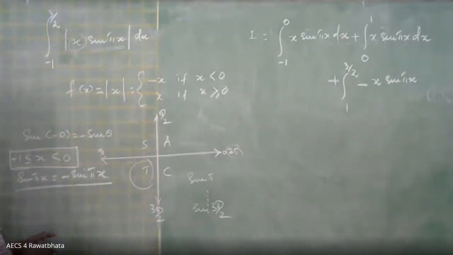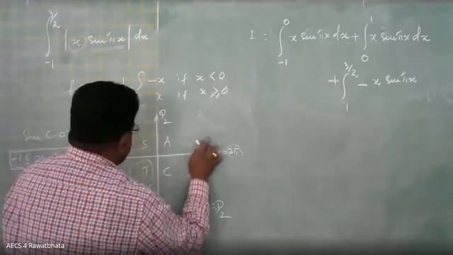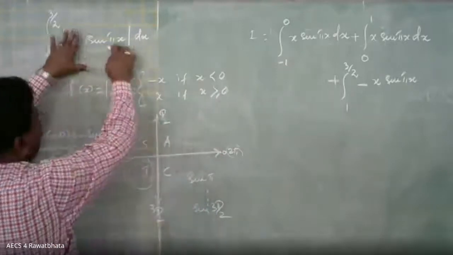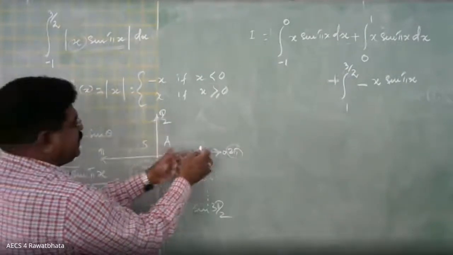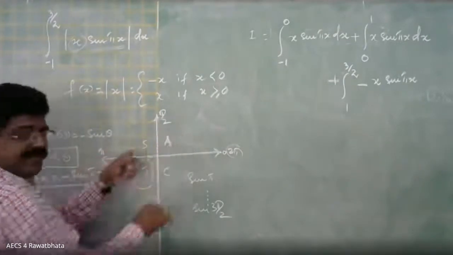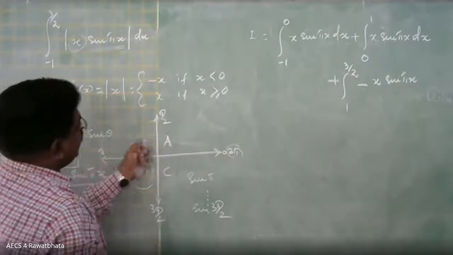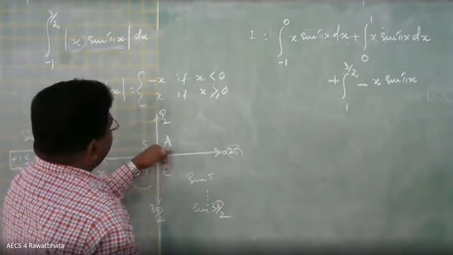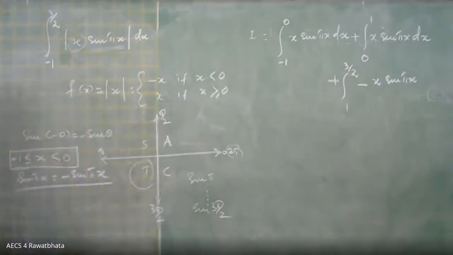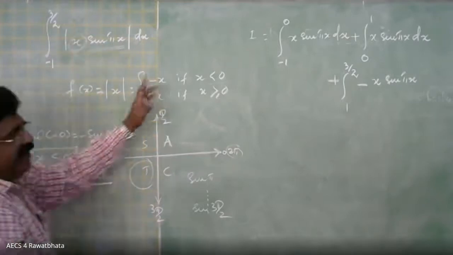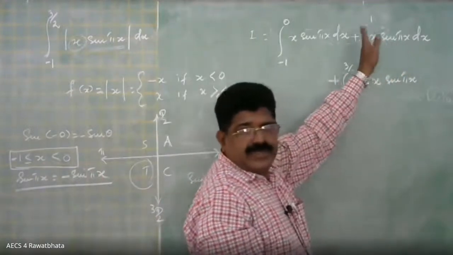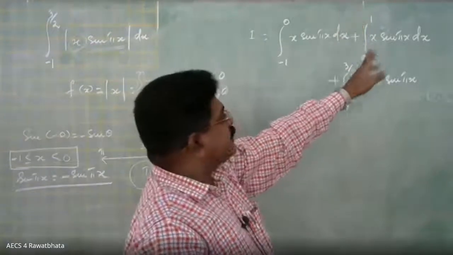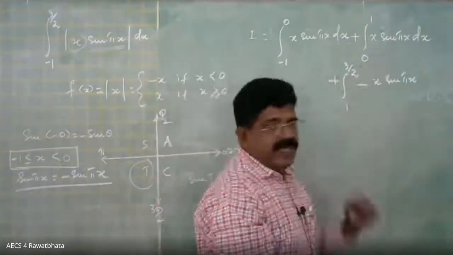Now next, the second part, 0 to 1. Sine pi x goes from sine 0 to sine pi, so the angle is 0 to pi: first quadrant as well as second quadrant. That is positive, correct? And x is also positive. So in the interval 0 to 1, we have positive x sine pi x dx.